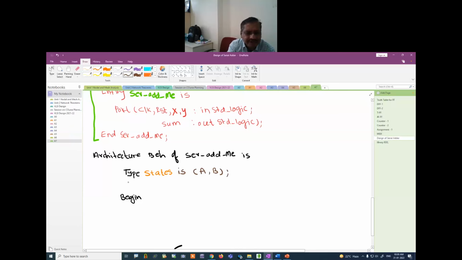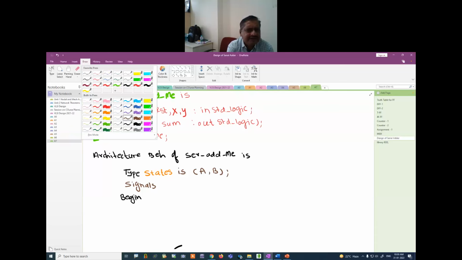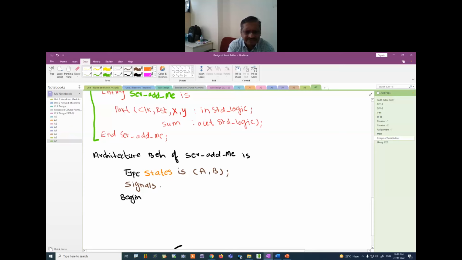Then we have to declare two signals of the states category, which are the present state and the next state. Are you getting me? I will declare the signals. What are signals? Next state, comma, present state. And these two signals are of the states category, because these are the next state and present state. Whatever you have written here, the same we have to write here: states.